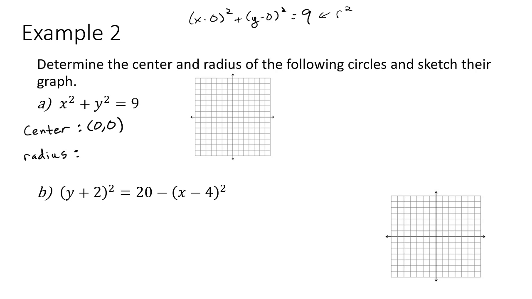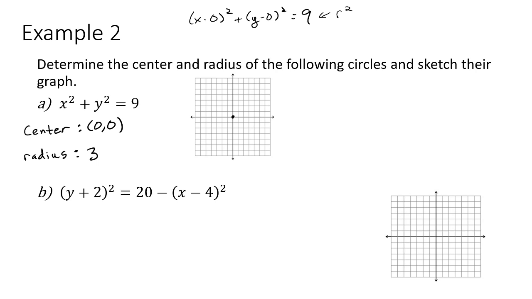So the actual radius of this circle would be square root of 9, or 3. All right, so in order to do a decent sketch of the circle, what I like to do is start with the center, and then I go out the radius to the left, right, up, and down. And then from there, I'll try to draw a circle through those 4 points.